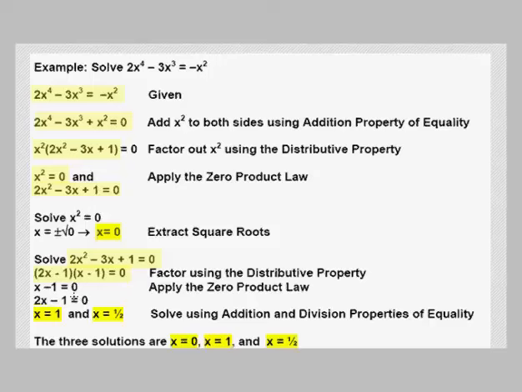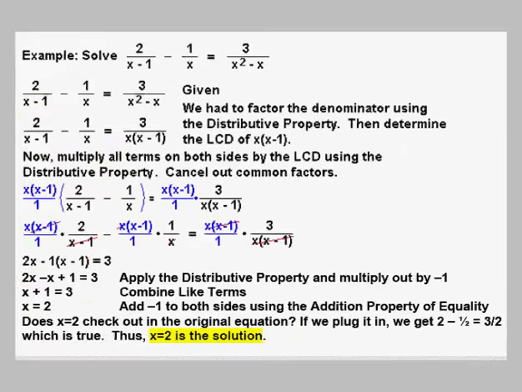Now we apply the zero product law again. We let each of those factors equal 0. We get x minus 1 equals 0, and also 2x minus 1 equals 0. Solving both of these equations gives us x equals 1 and x equals 1/2. So we end up with three answers: x equals 0, x equals 1, and x equals 1/2.